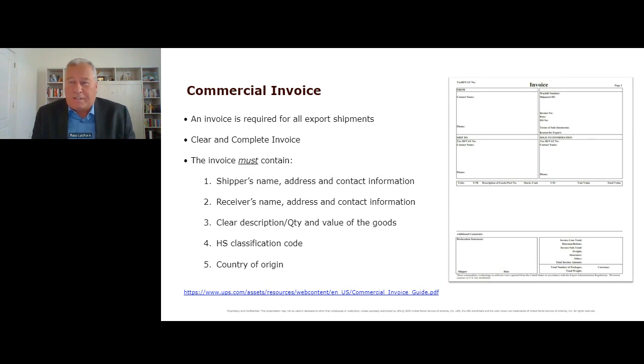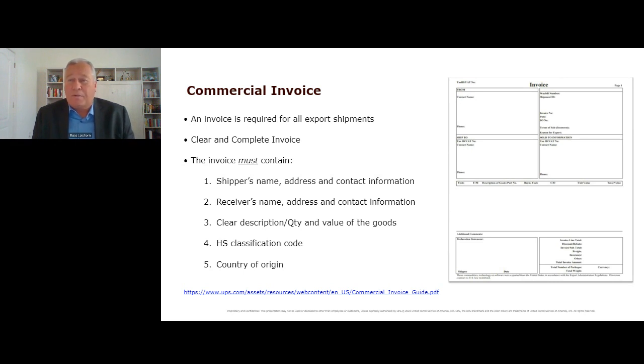You can't stress a clear description enough. If your shipper puts a description of clothing on there, that's not going to get it with U.S. Customs. They're going to want a better description. Is it men's or women's clothing? What's the fabric content? Is it cotton? Is it silk? Those types of things.